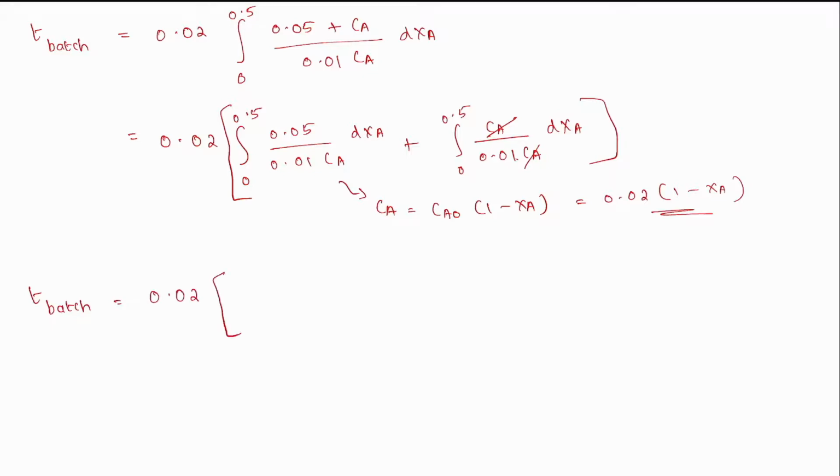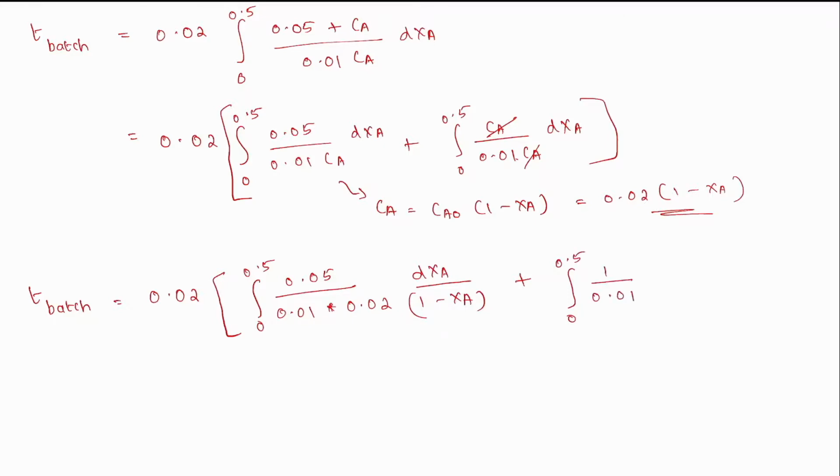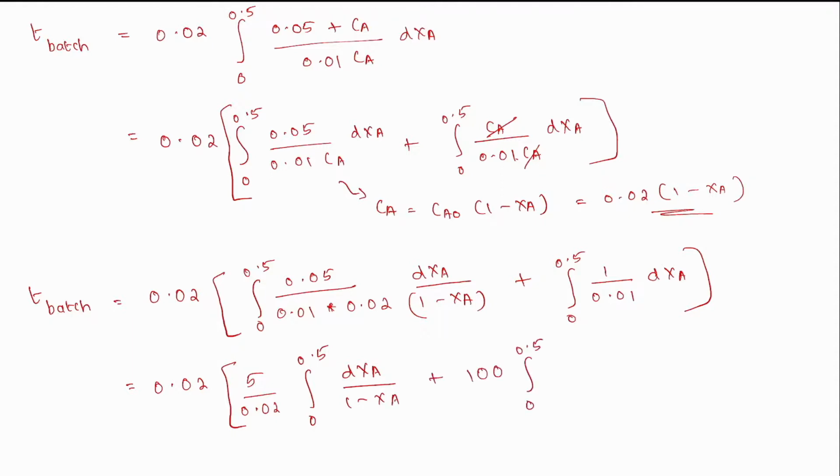So t batch is equal to 0.02 into integral of 0 to 0.5, 0.05 by 0.01 into 0.02, dXa by 1 minus Xa, plus integral of 0 to 0.5 of 1 by 0.01 dXa. So now all we have to do is integrate these equations to the limits given from 0 to 0.5 and find the values of this integral and this mathematical expression to find the value of t batch.